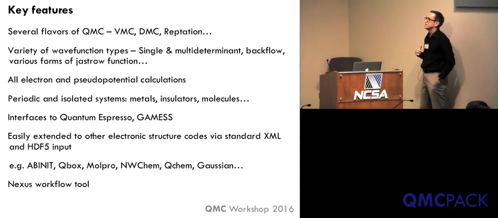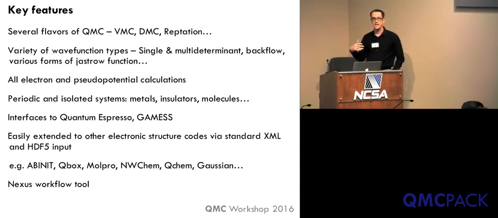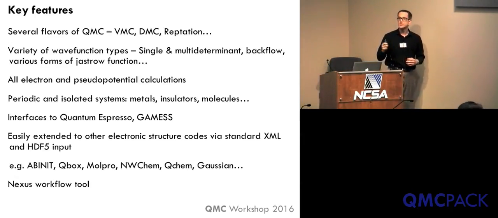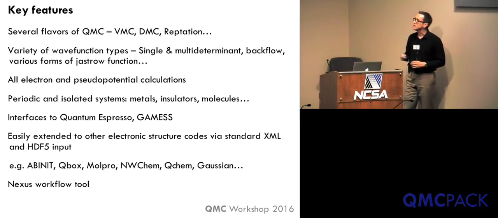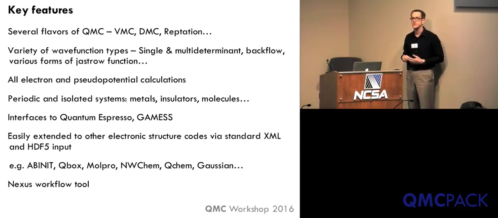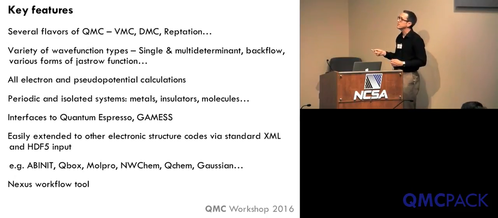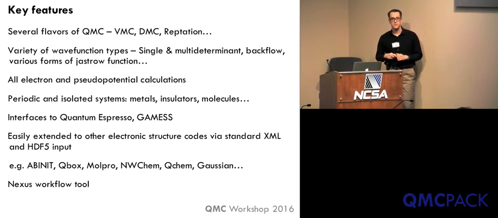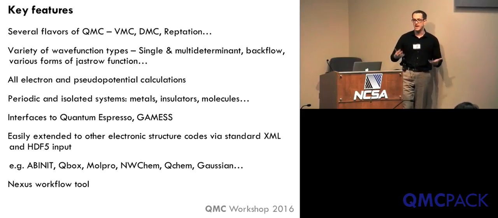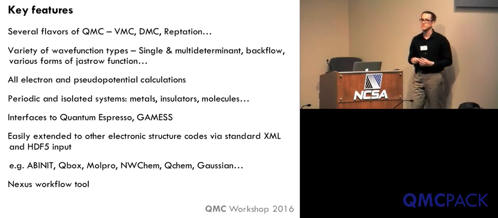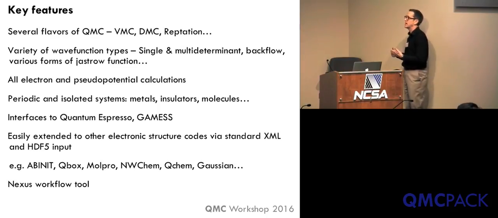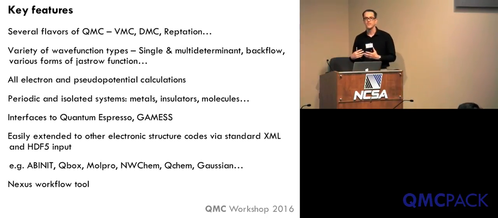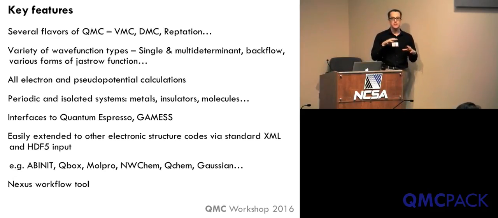We are interfaced with two main codes to get input trial wave functions. So for periodic calculations, we use Quantum Espresso. We're going to be using this later in the workshop. And for quantum chemical calculations, we're currently interfaced with GAMESS. And these are both freely available open source packages. They're all very popular in their own right. One thing I would note is that our inputs are very standard XML and HDF5 formats. So it's actually pretty easy to interface to another code.